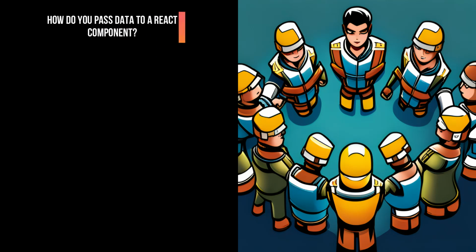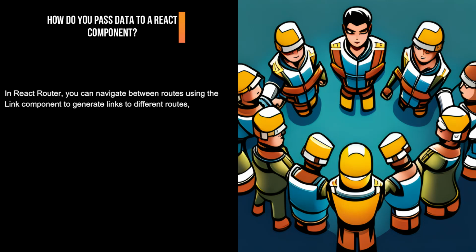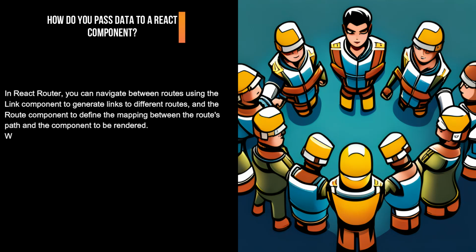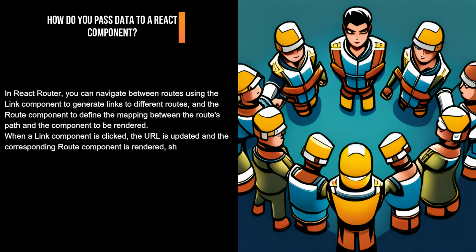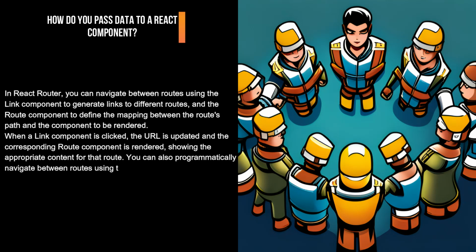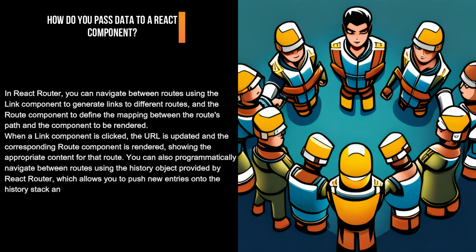How do you navigate between routes in React Router? In React Router, you can navigate between routes using the Link component to generate links to different routes, and the Route component to define the mapping between the route's path and the component to be rendered. When a Link component is clicked, the URL is updated and the corresponding Route component is rendered, showing the appropriate content for that route. You can also programmatically navigate between routes using the history object provided by React Router, which allows you to push new entries onto the history stack and navigate to different paths.